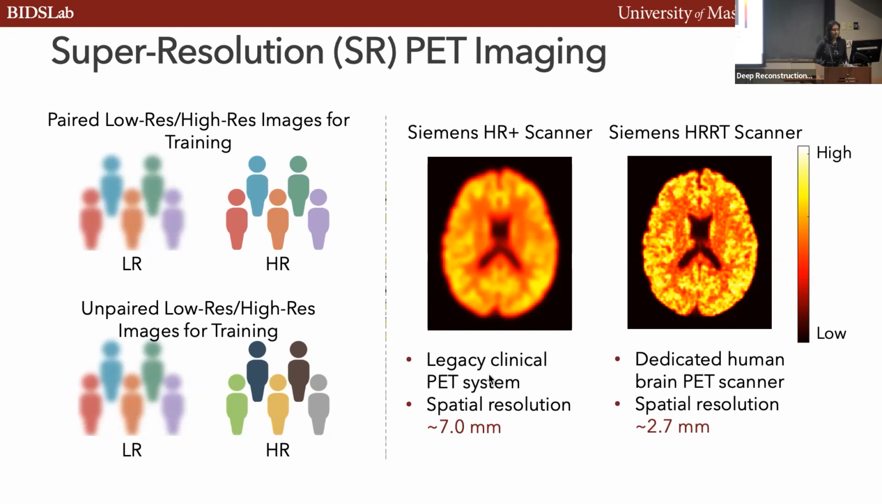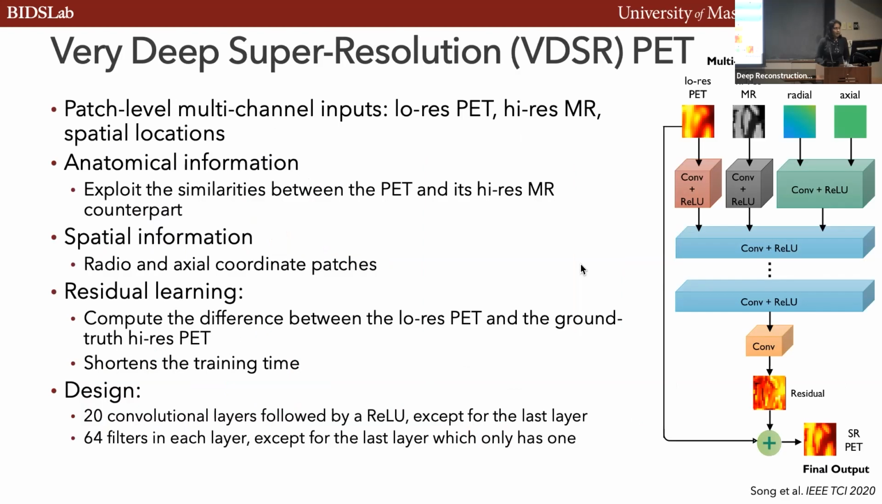The HR+ is a legacy clinical PET system. We have quite a bit of data available across many different cohorts and disease types for the HR+, which is why we thought this was a good starting target. And the HRRT is a dedicated human PET scanner, dedicated human brain PET scanner.